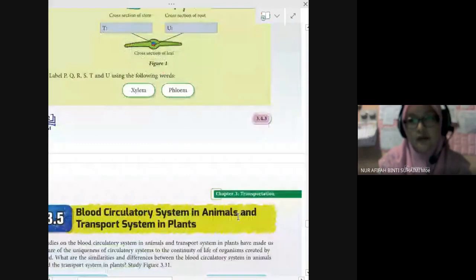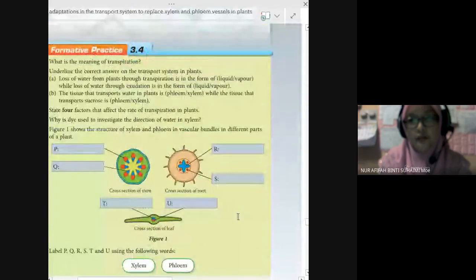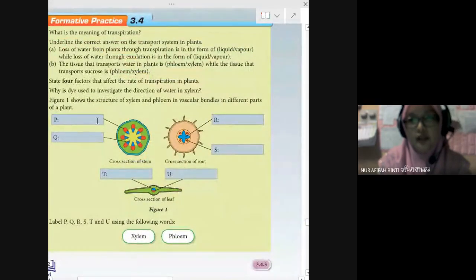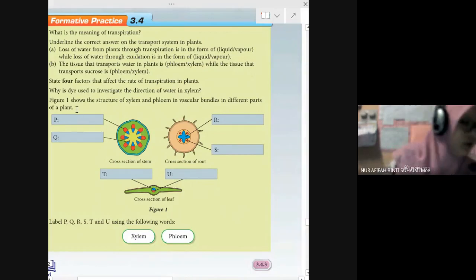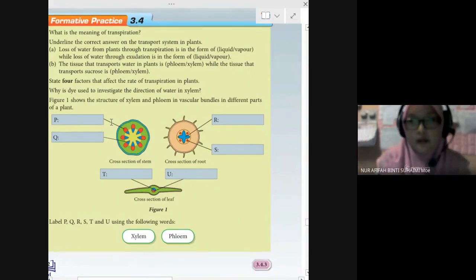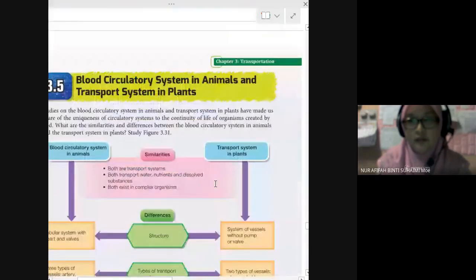Okay, done. 3.4. You can answer this one later. This is the label, it is important. The red is phloem, the blue is xylem. The same goes for the root and leaf.